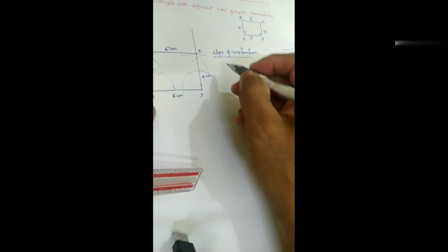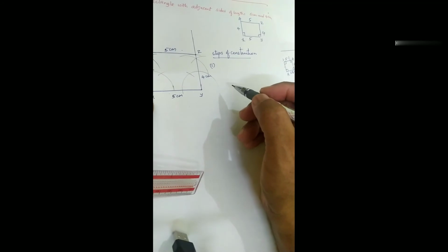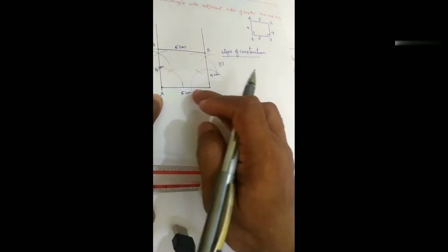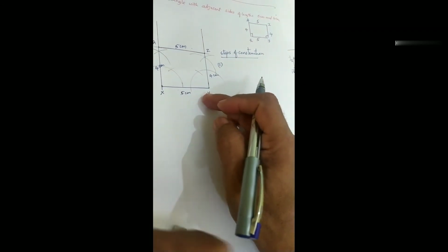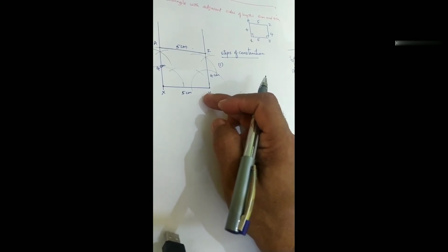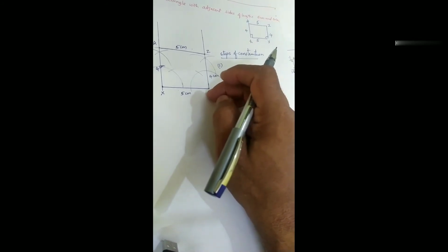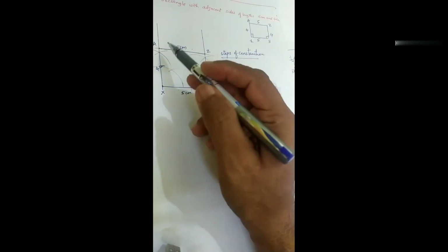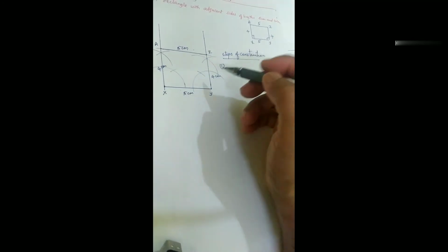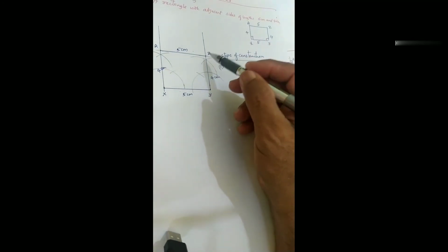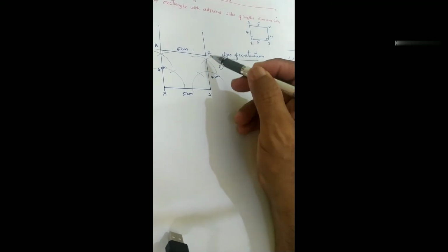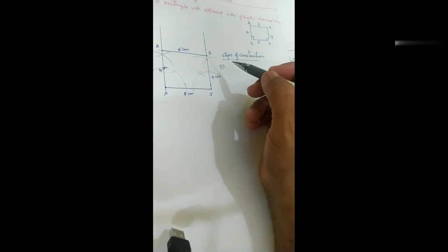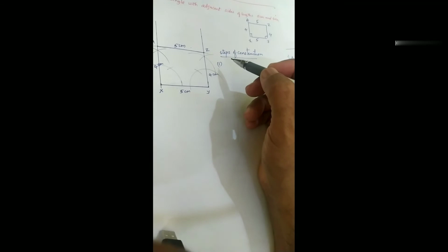Steps of construction. First, take XY equals to 5 centimeters line segment. Then from X and Y take 90 degrees using compass. Then from X take 4 centimeters on the ruler and mark an arc on the line 90 degrees and you will get a point A. Then from Y take again 4 centimeters, mark an arc on the angle 90 degrees, you will get the point Z. You mark A and Z, and that is the required construction.